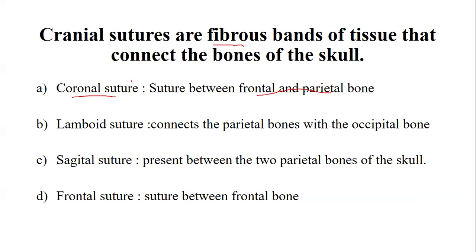This is the explanation for coronal suture. The next is lambdoid suture, which connects the parietal bones with the occipital bone. So it will be seen between the parietal bone and the occipital bone. Then next is sagittal suture, which is present between the two parietal bones of the skull. Last is frontal suture. It will be seen between the frontal bones. So these are the cranial sutures.